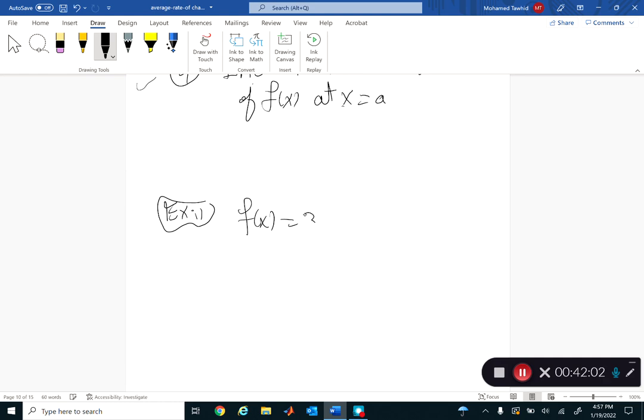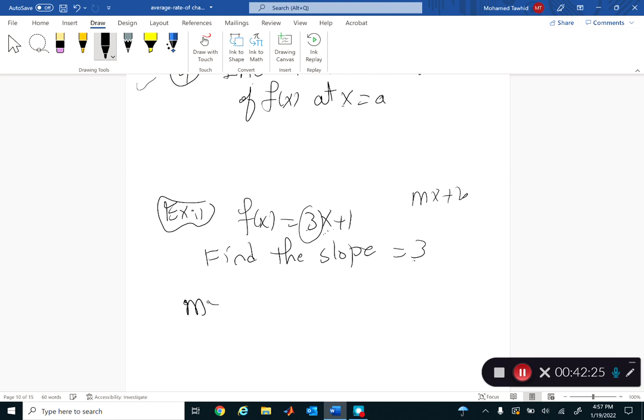What is your f of x? 3x plus 1, right? If I ask you to find the slope of this f of x, what is the slope? Oh, the slope here is 3. I know the slope here is 3, mx plus little b, and here I know 3. Let us use equation 1 or equation 2 and show that the slope is 3. What is equation 1, the slope?